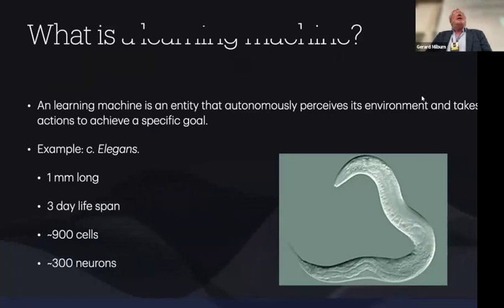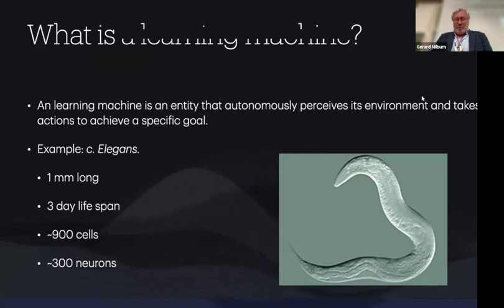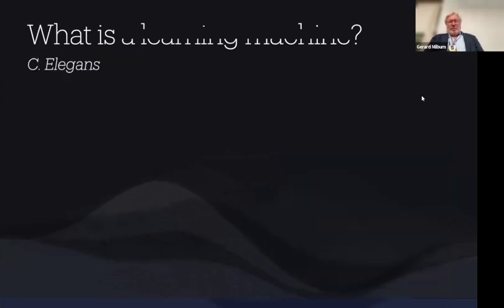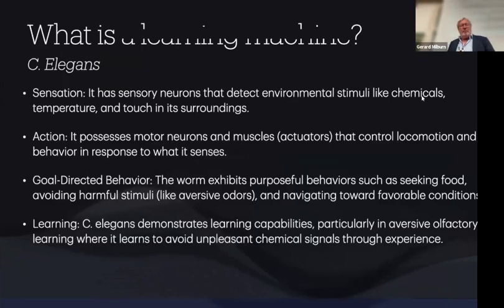It's a worm, C. elegans, which is one of the workhorse specimens for biology, molecular biology, and various other aspects of biology. It's very small, only lives for 3 days. It has 900 cells, of which about a third are neurons. So clearly, its central nervous system is pretty important for its survival. So let's take a look at what it can do.